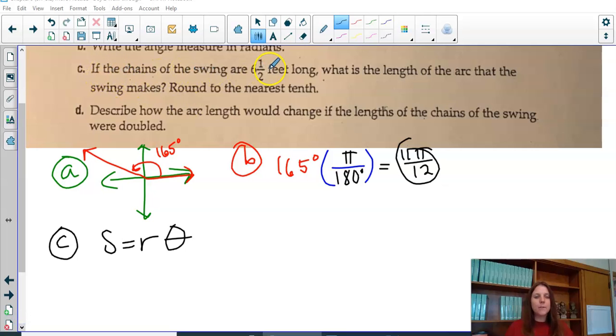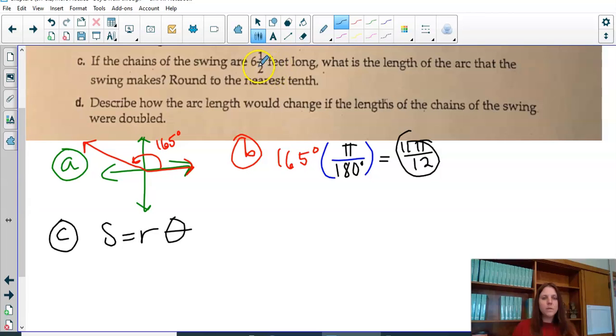If the chains are 6.5 feet long, what is the length of the arc that the swing makes? Round to the nearest tenth. So that's going to be arc length, S equals R theta. For the radius, I'm going to put in 6.5, and the angle is 165 degrees, which we just converted to radians. It's 11 pi over 12.